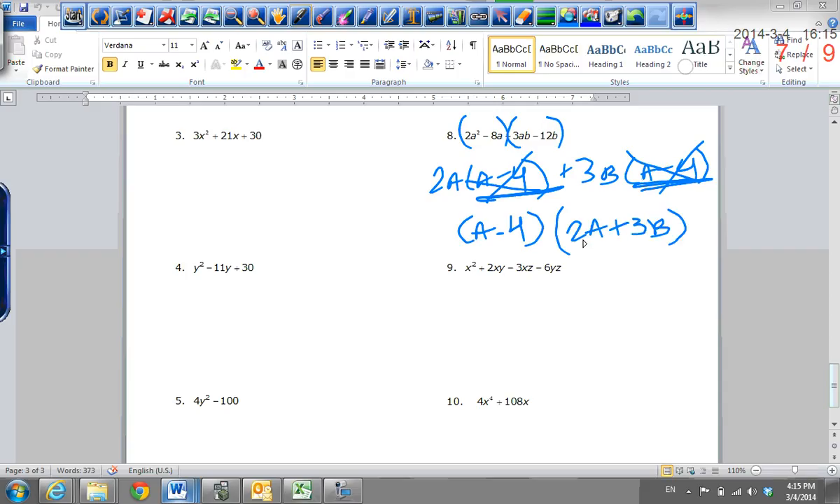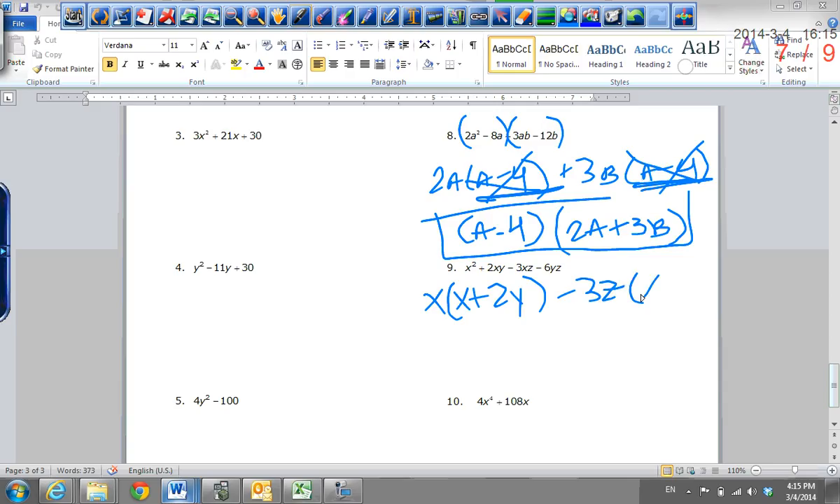Number 9 works the exact same way. We'll take out of the first 2 an x, so I'm left with x plus 2y. Out of these two, a negative 3 and a z. And sure enough, they match again. If they don't match, it means we did something wrong. And number 10. What do they have in common?